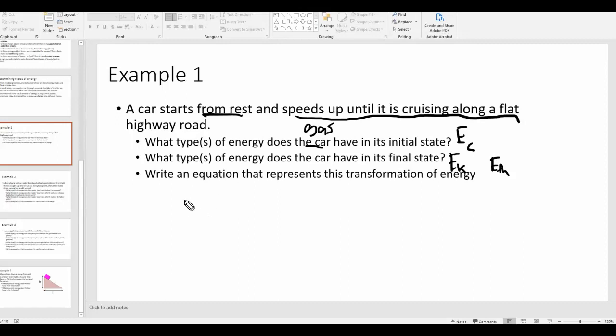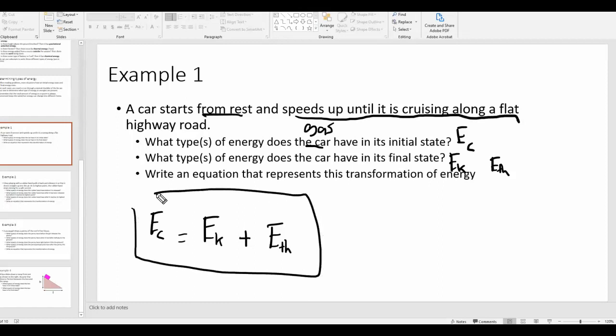The last question says write an equation that represents this transformation of energy. In the initial state we have EC, and the key concept of conservation of energy is that the initial energy and the final energy are equal to each other. So the way I'm going to write that is EC equals EK plus ETH. And that's it. That is our energy transformation equation.